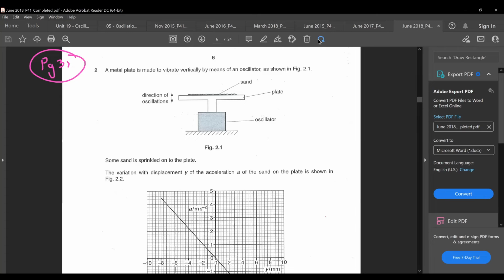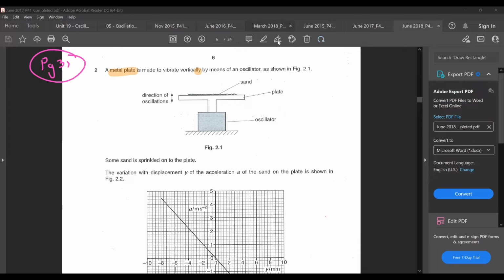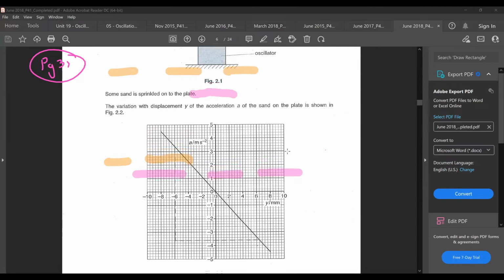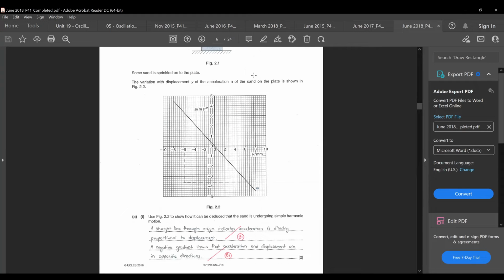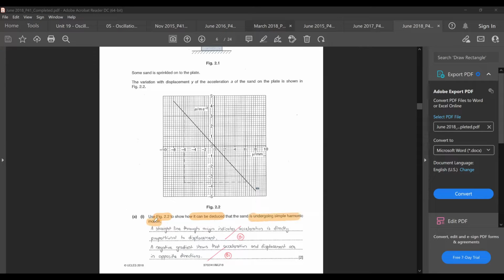So you look at page 31, they mentioned that a plate is made to vibrate vertically by means of an oscillator as shown. Some sand is sprinkled onto the plate, and then the variation with displacement y of the acceleration of the sand on the plate is as shown here. Okay, this is for the sand right over here. They're giving you the graph of acceleration versus displacement shown like this. So in our current case, they ask you to use the figure to show how it can be deduced that the sand is undergoing simple harmonic motion.